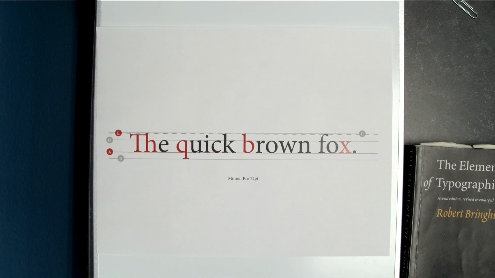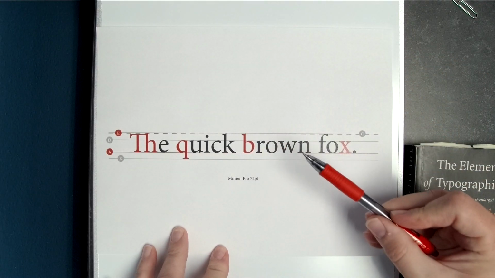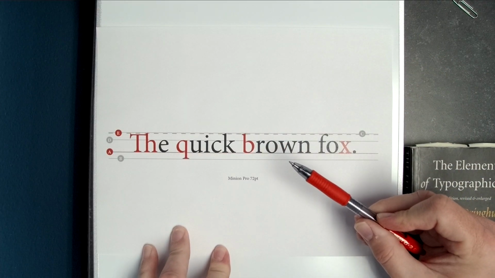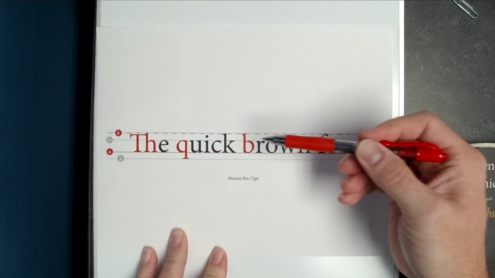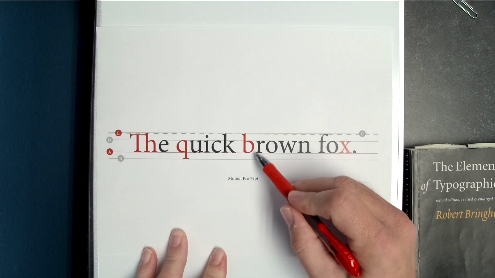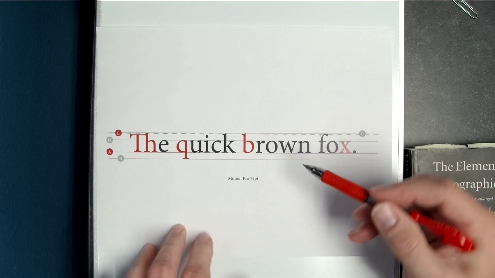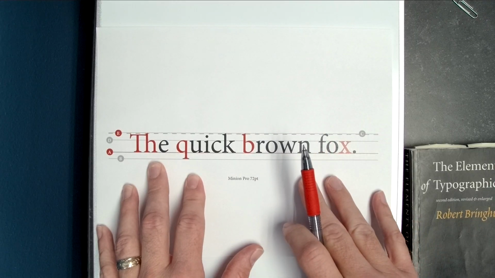What I really want to point out is that when we are talking about type, we need to understand how to measure type. We need to understand how type is actually created. Not necessarily about the individual letter forms itself, but what actually makes up type. How do we actually set type?